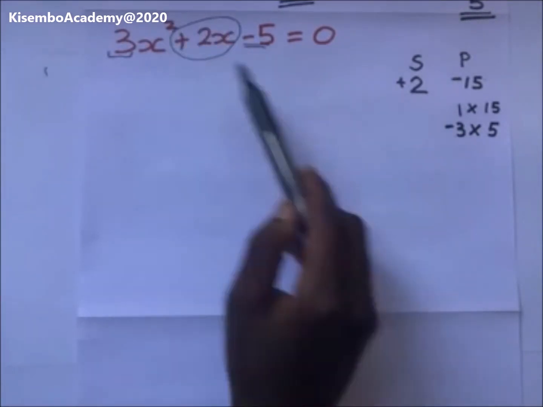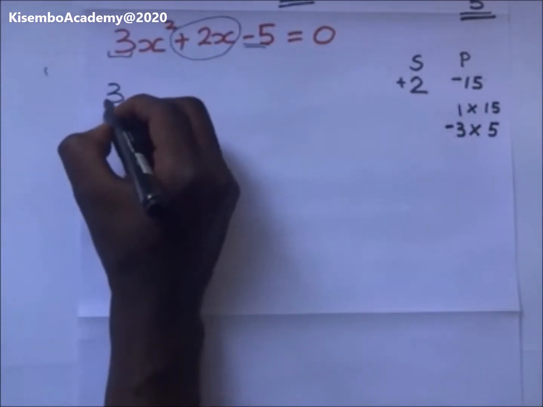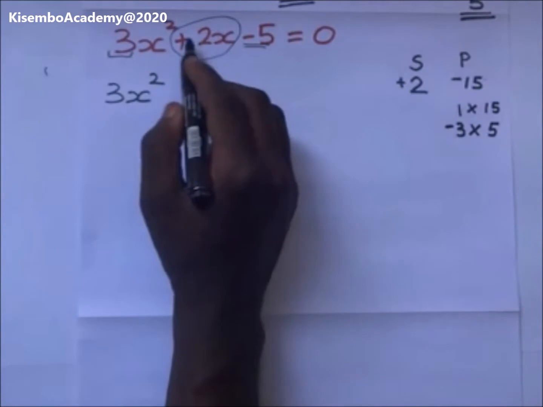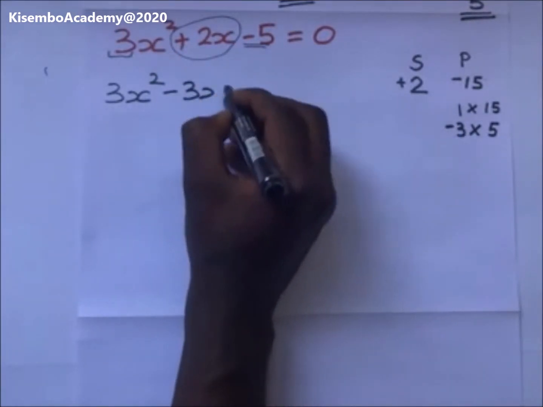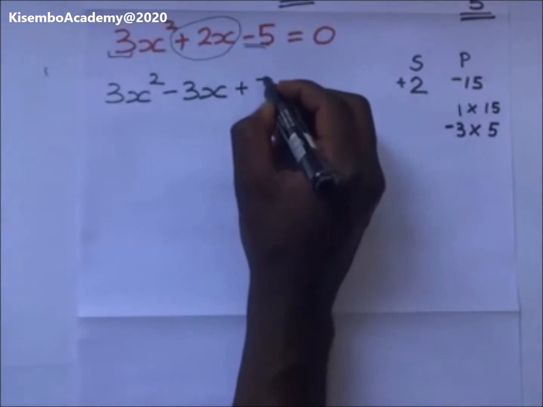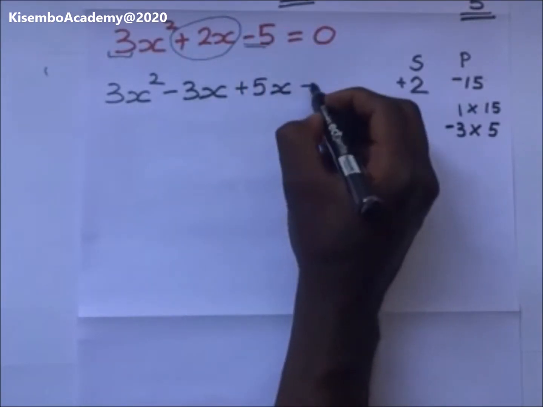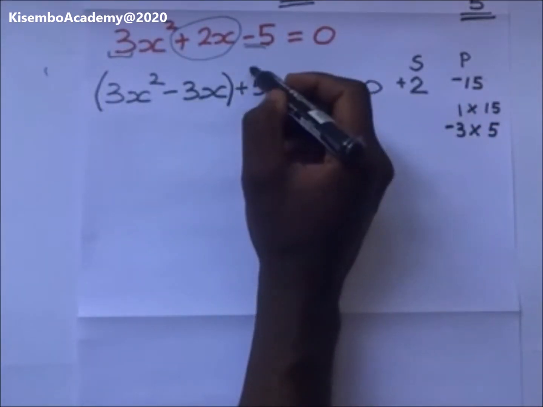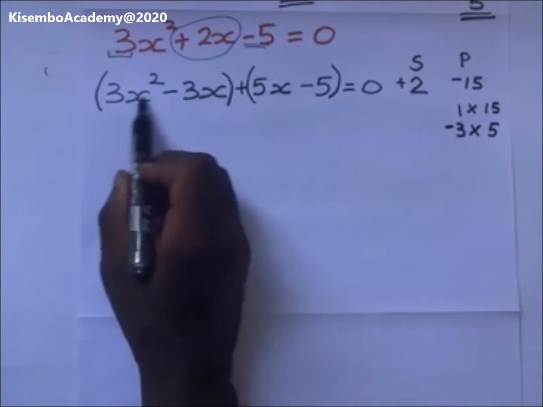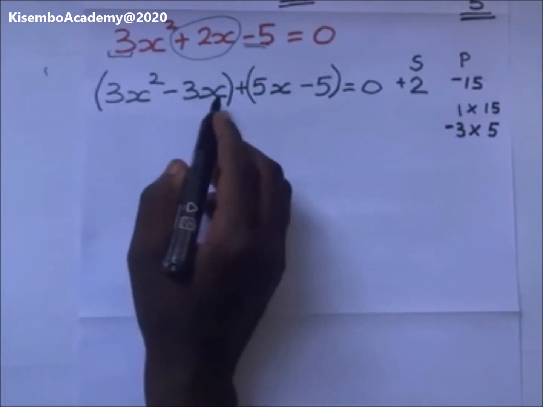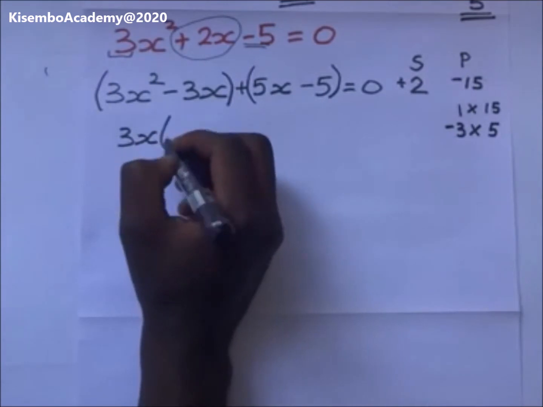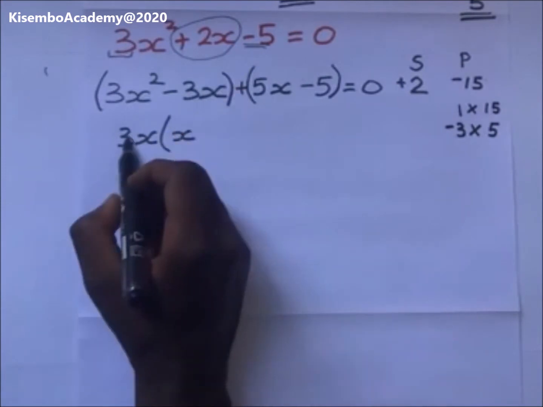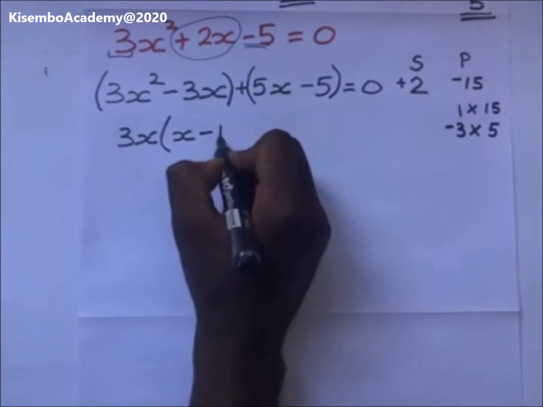Because they satisfy this condition, we are going to use them to replace this middle term. So our next step here will become 3x squared minus 3x. We are now replacing this middle term. So it's minus 3x plus 5x minus 5 is equal to 0. So we put brackets here and right there. The common factor here is 3x. We put 3x outside the brackets: 3x squared divided by 3x remains with x. The negative 3x divided by 3x will remain with negative 1.